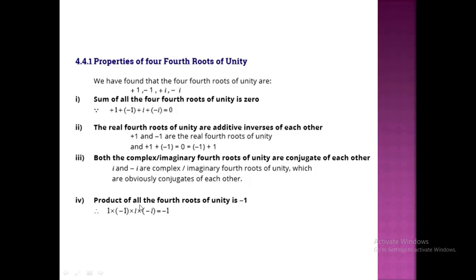If we take the product of all 4th roots of unity, then it is equal to minus 1. Okay students, I think you understand and can solve these values and learn the properties. Try to solve all these examples and properties at least once.